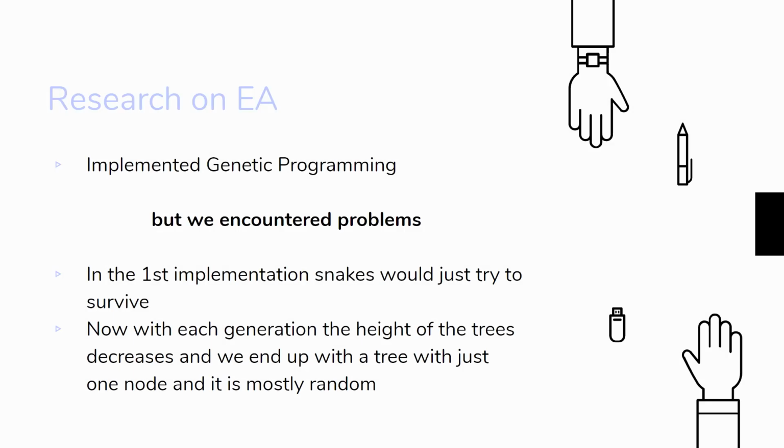We've done some research on the evolutionary algorithms, implemented genetic programming, as was mentioned before, but we encountered some problems. The first implementation of the snakes would just try to survive, and now with each generation the height of the trees decreases and we end up with a tree with just one node, and it's mostly random.